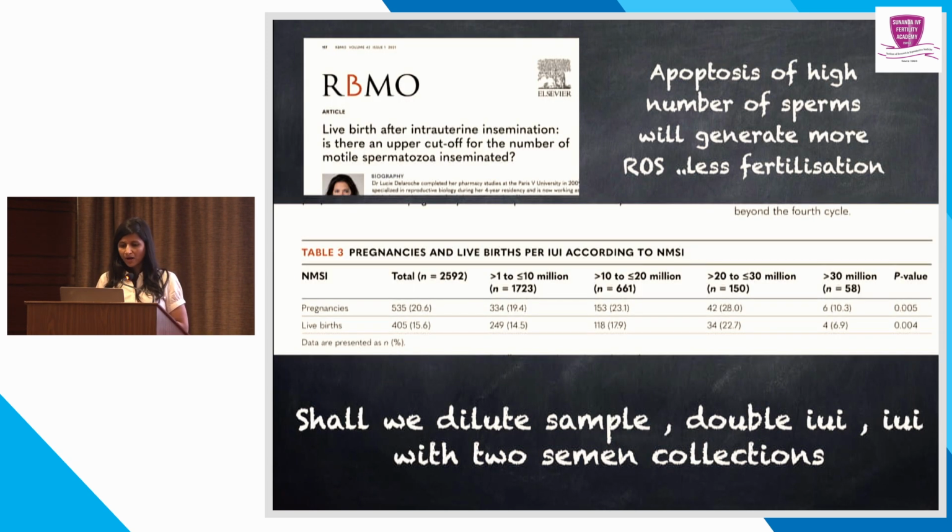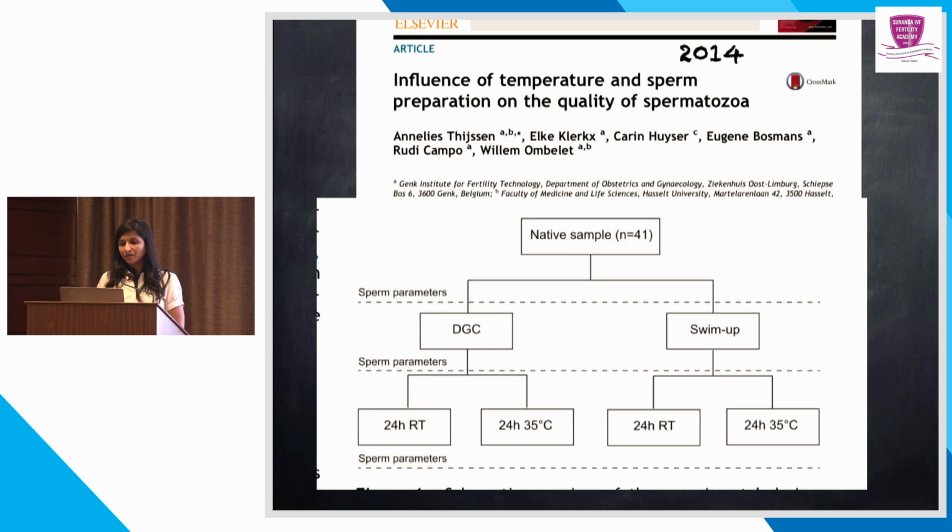The same thing. If you have a high sperm count, should we dilute the sample and do a double IUI or do it with 2 semen collections? If there is more than 30 million, we should always keep in mind that this will increase the amount of ROS. Now, whenever we are doing IUI, we always worry that we have to keep the sample at 37 degrees, and if we are not keeping it at 37 degrees, it may affect the sperm quality. So even after processing for the IUI, we keep it under the laminar flow at the same temperature.